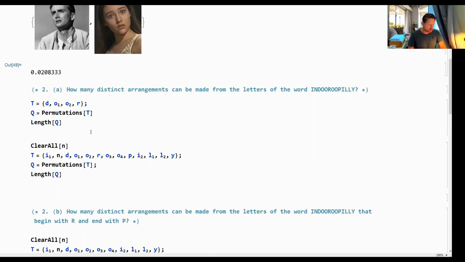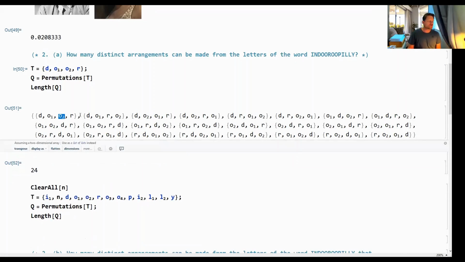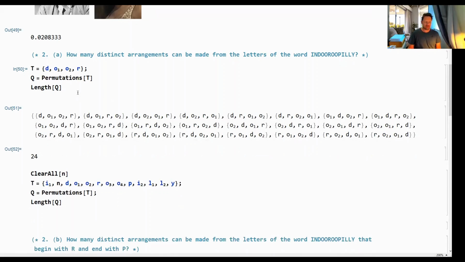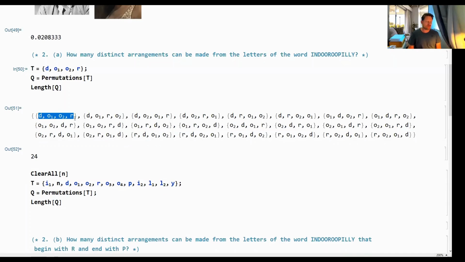So let's just have a look here. Of course, you could do this by hand too, because there are very few of these. All right, so these are the possibilities here. So we've got D, O1, O2, D, O1, R, O2, and so on, right? And there are 24 of those. However, you know that the O1 and the O2 are the same, right? Because they're just O's. So what we've got to do, like how many do we have that say door, for example? Let's find another one.